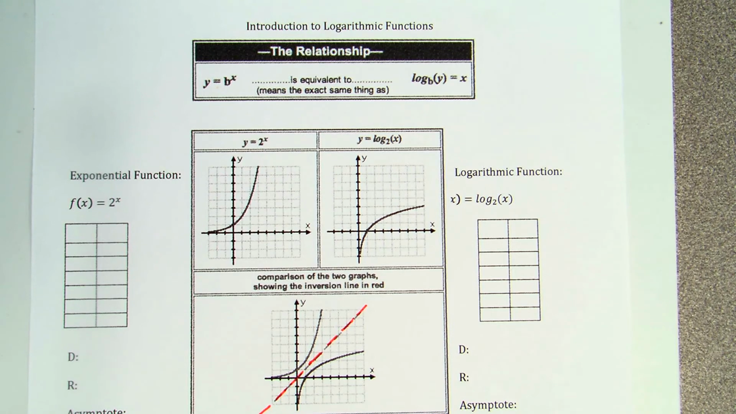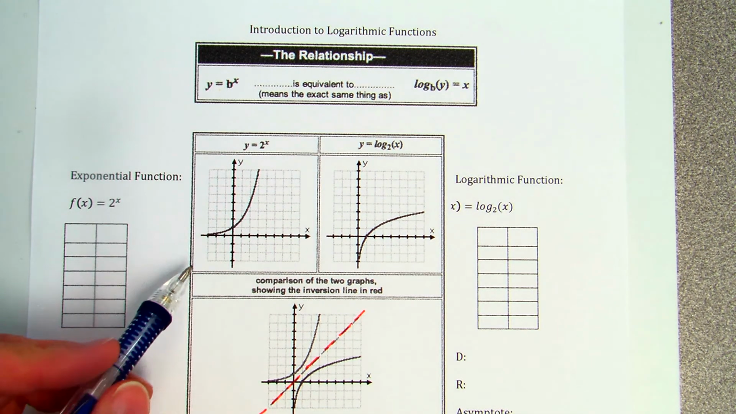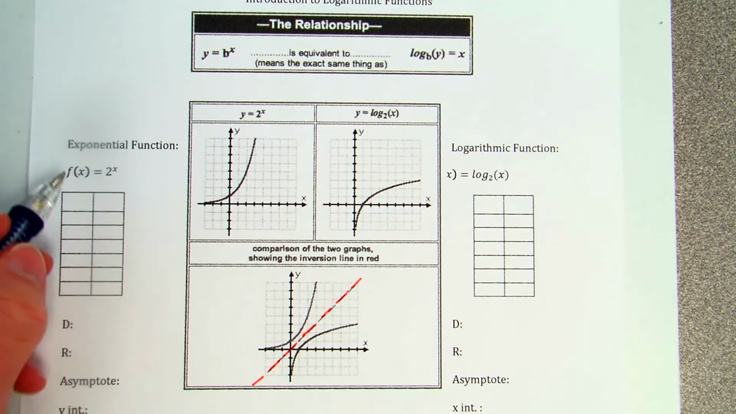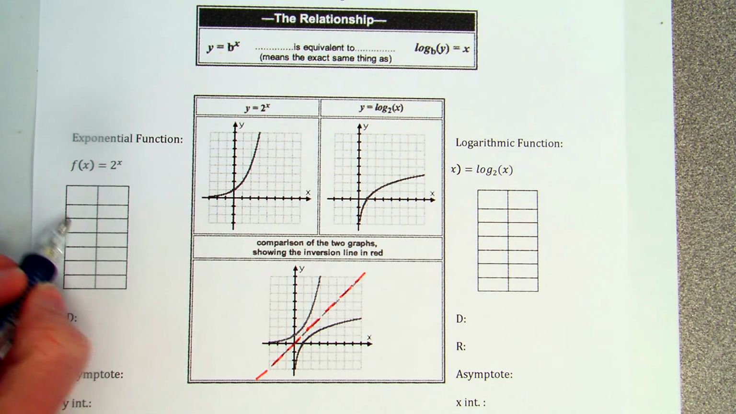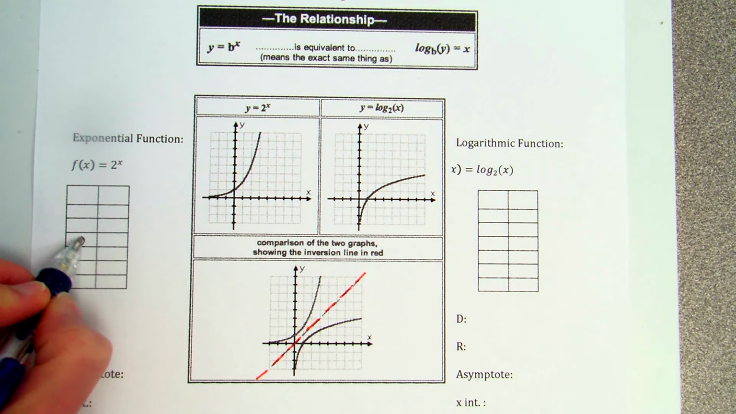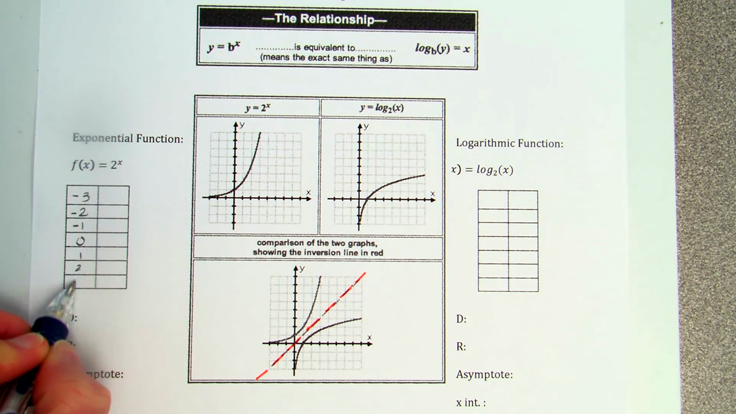A couple of weeks ago we talked about exponential functions. Let's just talk back through what an exponential function looks like. I have the function f of x equals 2 raised to the x power. So I'm going to pick the x values of 0, -1, -2, -3, 1, 2, and 3.